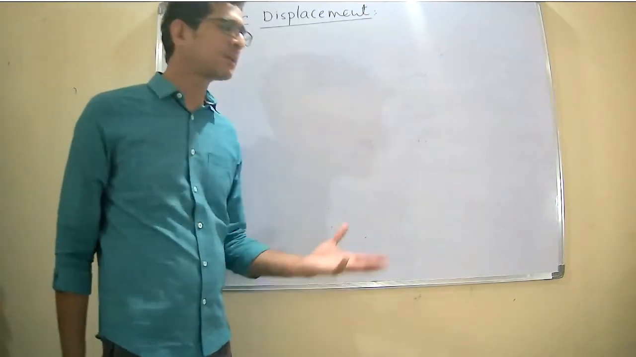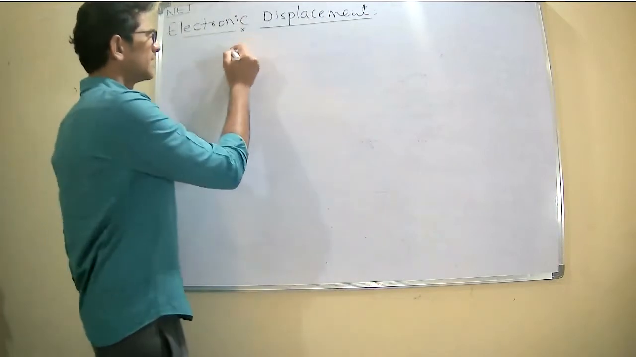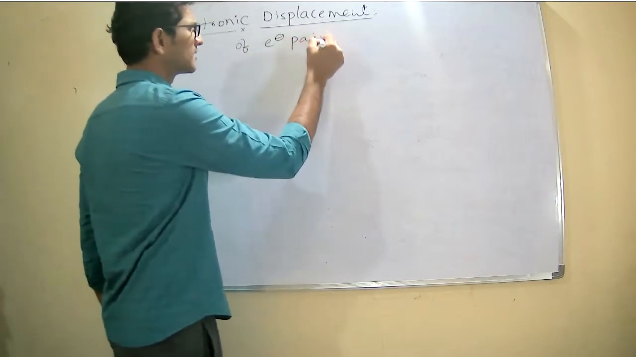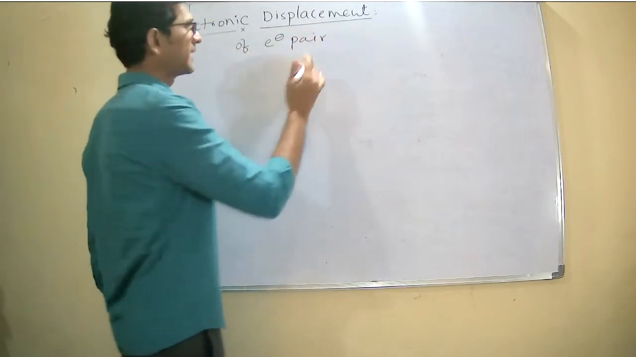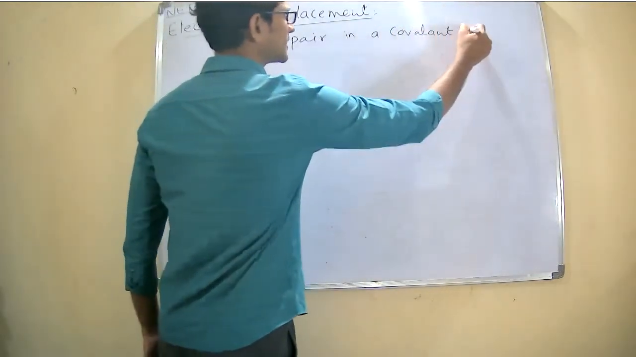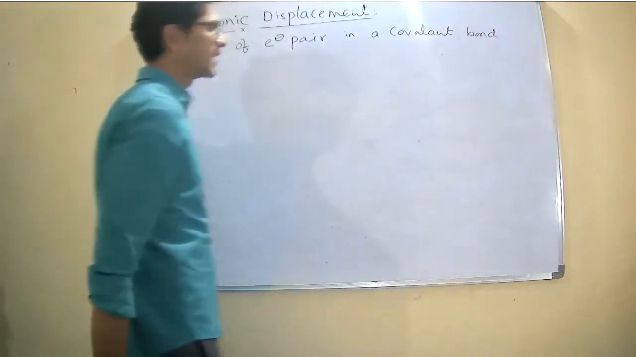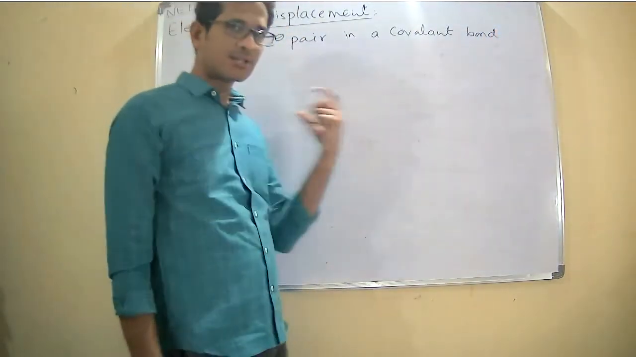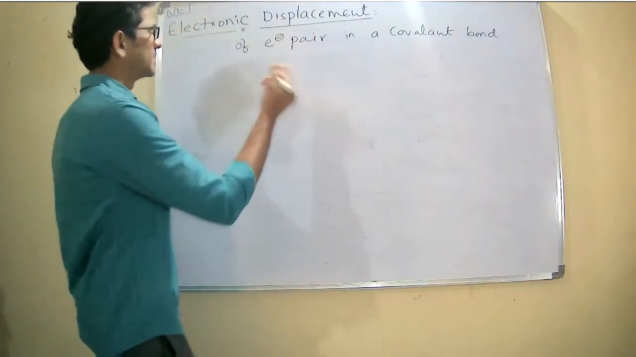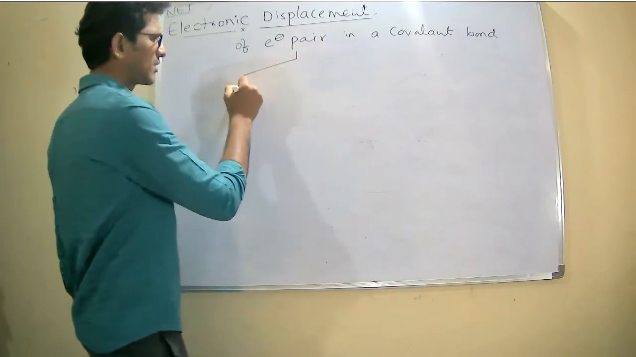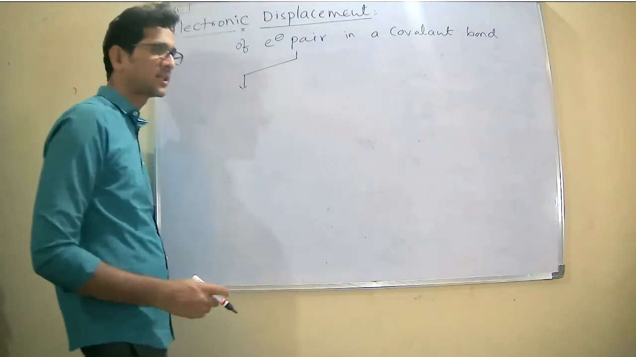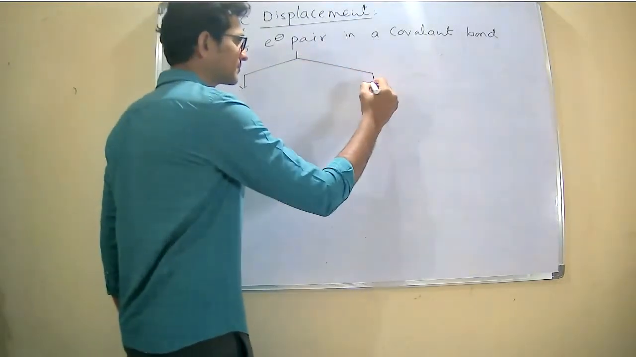What is electronic displacement? Displacement of an electron pair in a covalent bond is called electronic displacement. And this electronic displacement is classified into two types.